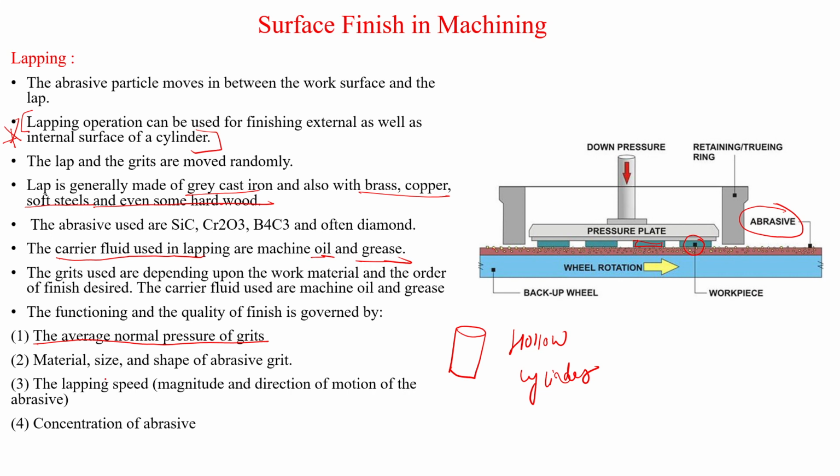Second, the material size and the shape of the abrasive grit. You need to see whether the size of the material is compatible so that it can be used in the process, and the size of the abrasive grit also matters in lapping. Then the lapping speed, because the wheel is rotating, therefore the lapping speed of the wheel as well as the motion of the abrasive is very important. And fourth is the concentration of abrasive, how much abrasive you are using for a particular finishing process. So these four parameters are very important in case of lapping.